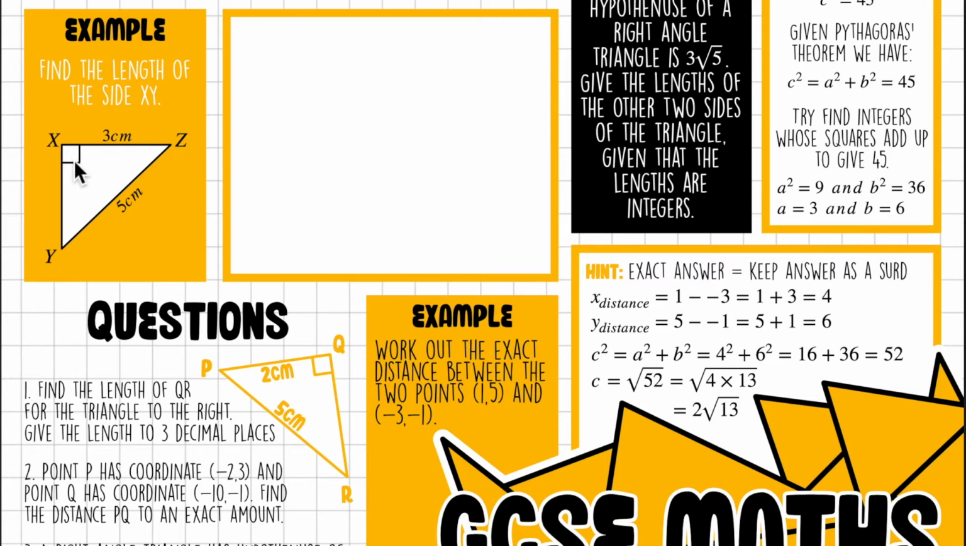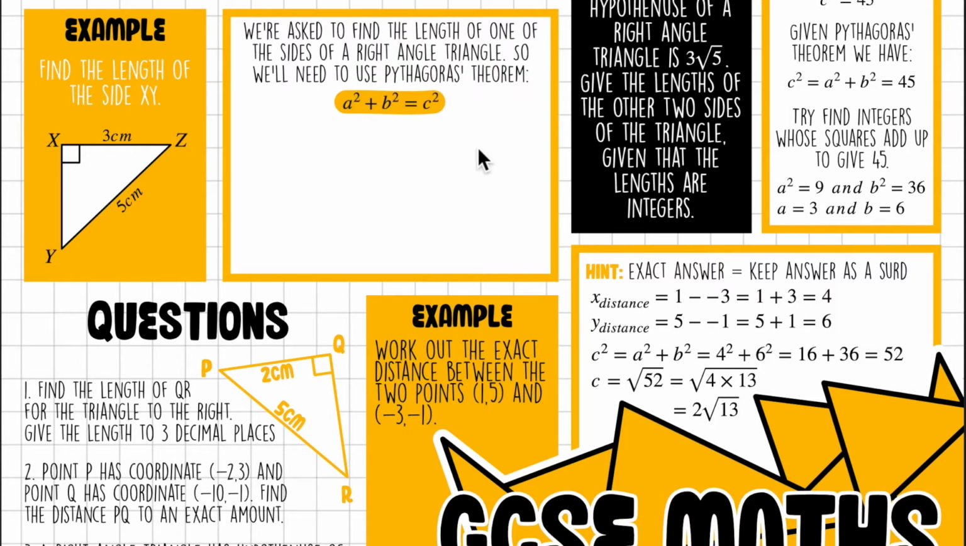Okay, let's look at this triangle. We have a right angle here, so indeed, yes, we have a right angle triangle. And secondly, do we know two lengths? Yes, we know the length of XZ, it's 3 centimetres, and we know the length of YZ, it's 5 centimetres. Brilliant, so yes, we can use Pythagoras' theorem. Therefore, let's write out the formula.